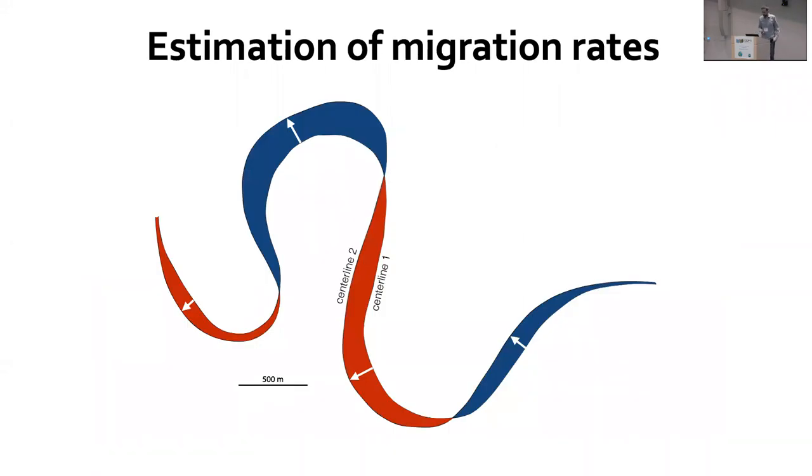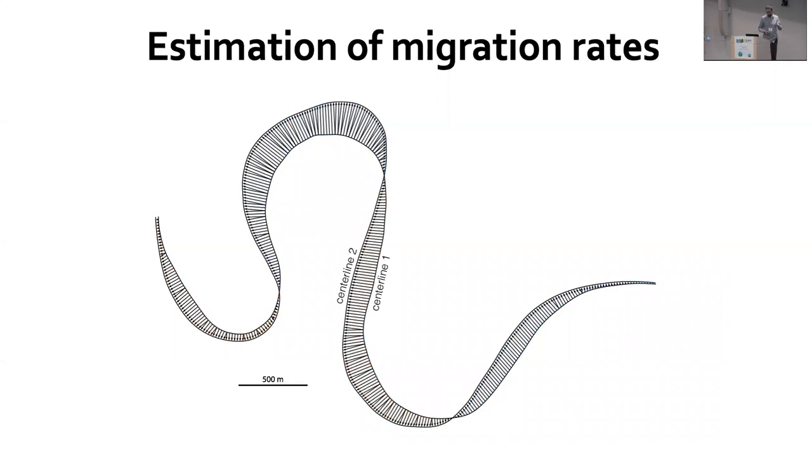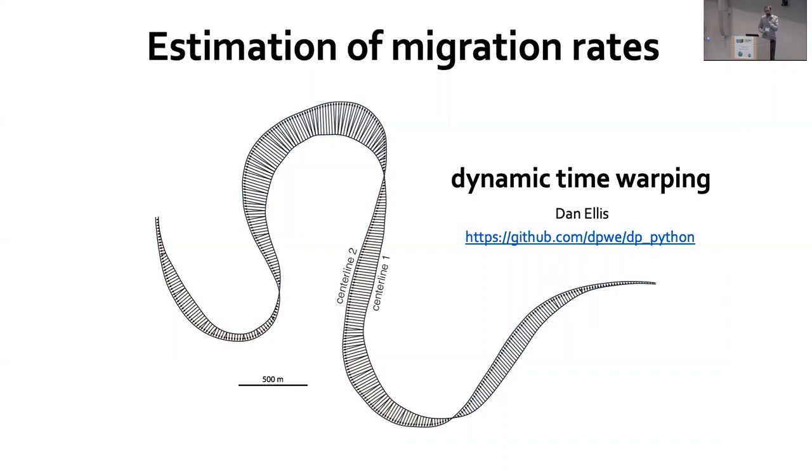Next, we want to think about how to estimate migration rates. One way to do that is to measure these areas between the two center lines. This is not that different from measuring bank erosion, it's like averaging the two banks. But what we wanted to do is to measure the local migration rate and the local curvature. And to do that, to link every point on center line one to center line two to get these vectors, we use, again, open source software written by Dan Ellis. We use an algorithm called dynamic time warping. This is a fantastic little tool that I think should be used more widely in the earth sciences. There's a lot more to this, an interesting discussion that is worth having, but not now.